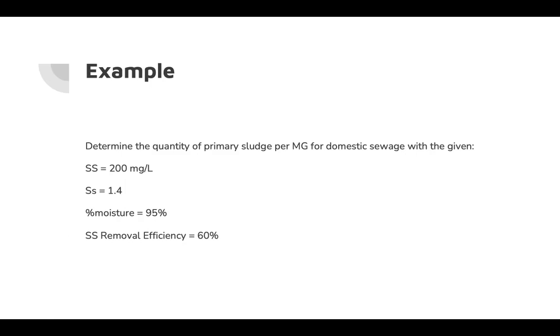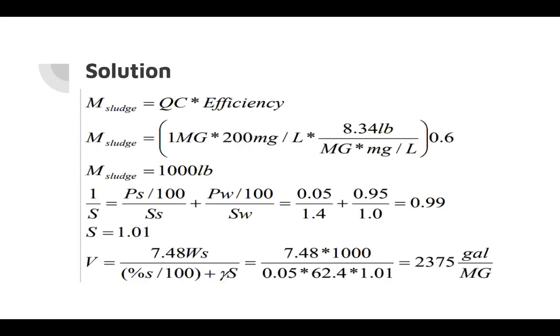First, we want to compute for M sludge, which is the discharge with the concentration times the efficiency, which was 60%. And we would get 1,000 pounds. And then we would apply the formula earlier presented on obtaining the amount of sludge, 1 over S, PS over 100 over SS.